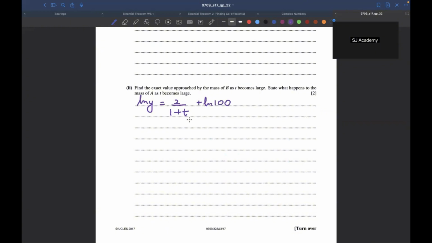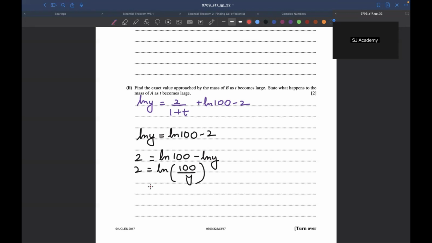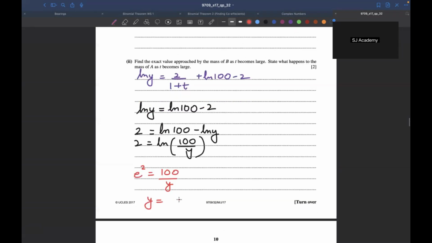Now, as this t value becomes really large, 2 upon a very large value is approximately equal to 0. So we can say ln y is equal to ln of 100 minus 2. We can bring the 2 to the left hand side and write it as ln of 100 minus ln of y. This will become ln of 100 upon y is equal to 2. Solving this equation, we write it as e to the power 2 is equal to 100 upon y, or y is equal to 100 upon e squared.